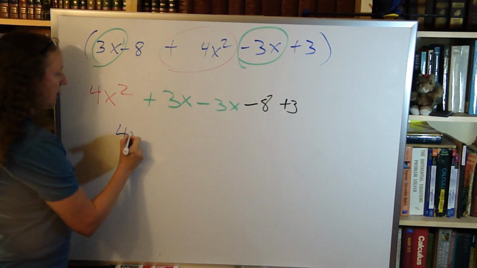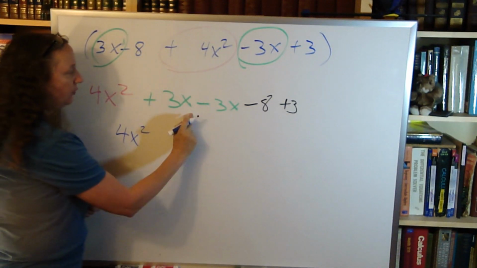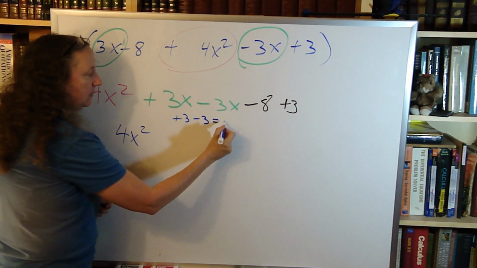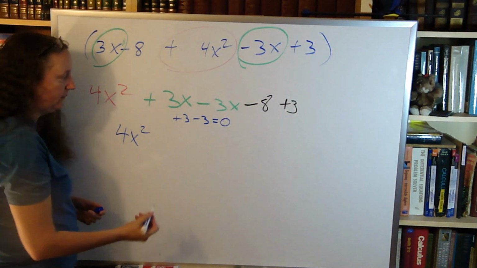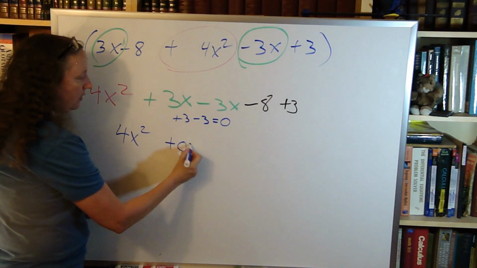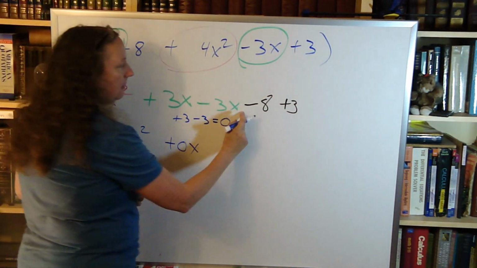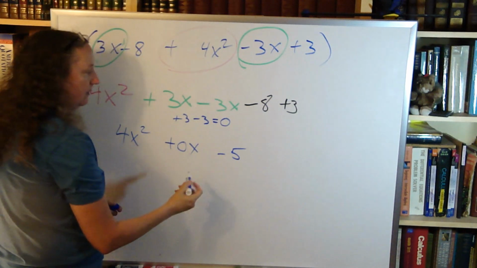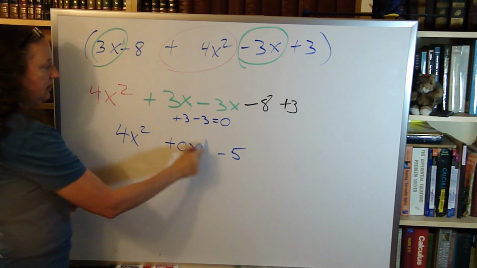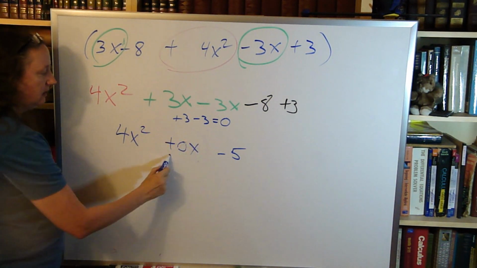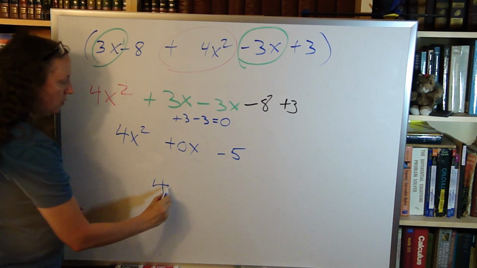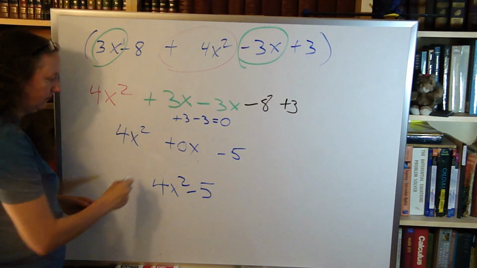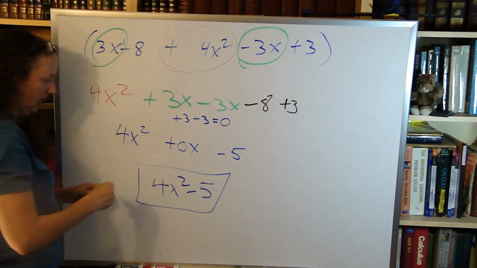So we have 4x squared plus 3x minus 3x. We have plus 3 minus 3. That gives us 0. So we have plus 0x, minus 8 plus 3. That gives us minus 5. I do not need to write that in there, so my answer is just 4x squared minus 5. And that problem is done.